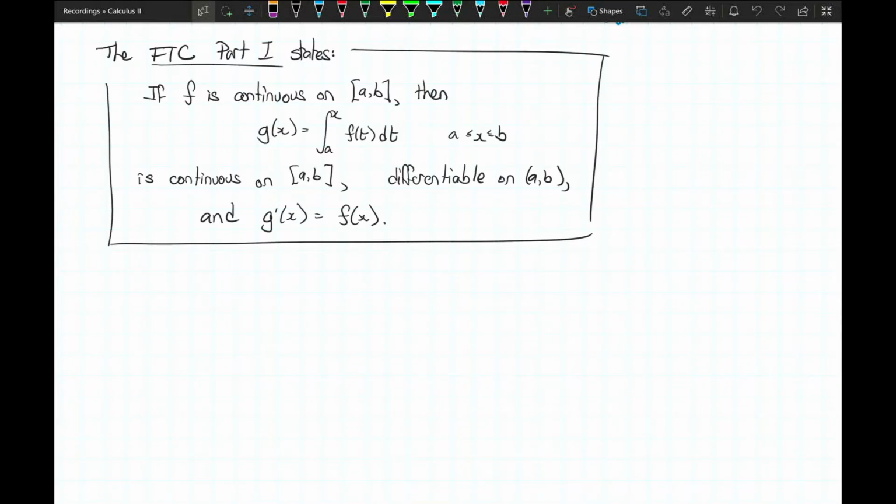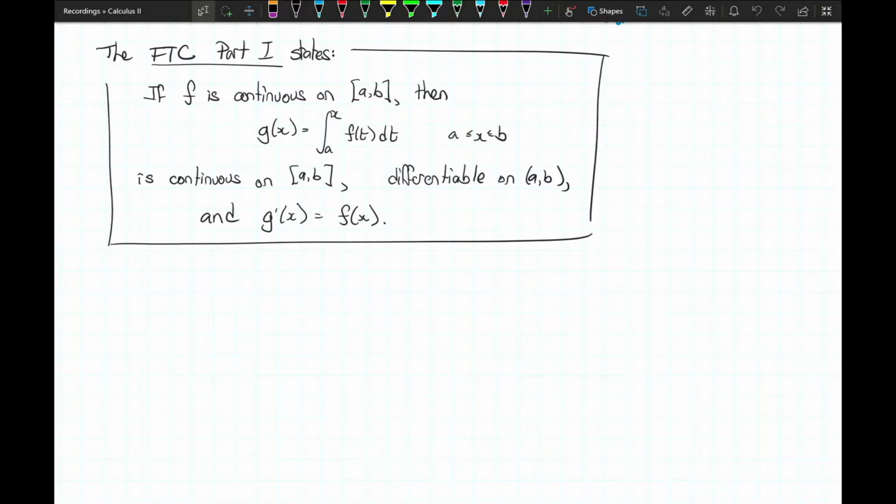Fundamental theorem of calculus part one states that if f is continuous on the closed interval from a to b, then by letting g of x equal the definite integral from a to x of the function f of t dt, where x is some number between a and b, that g is also continuous on the closed interval from a to b. It's differentiable on the open interval from a to b, and the derivative of that integral function is simply f of x. It's really a nice way of saying that the derivative and the integral are inverses of each other, and they cancel each other out under these conditions where f is continuous.